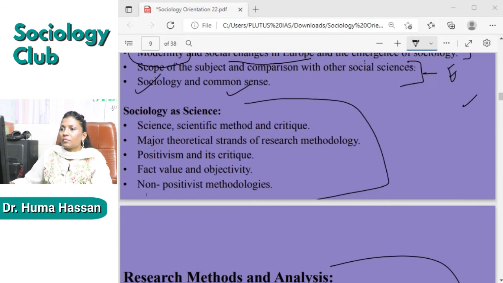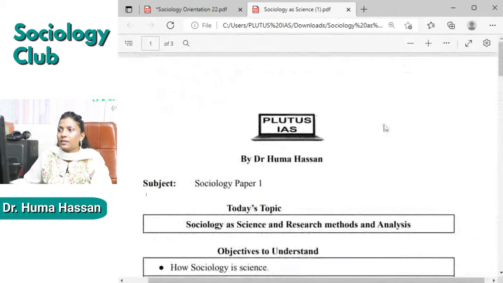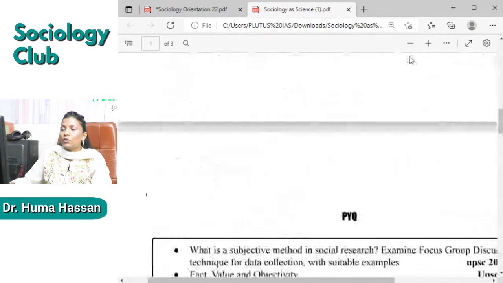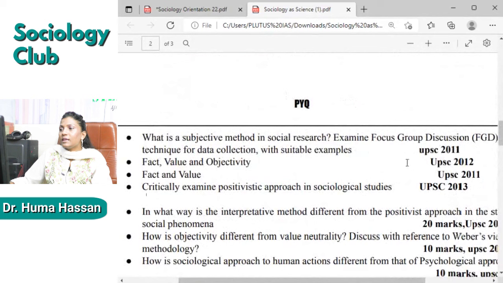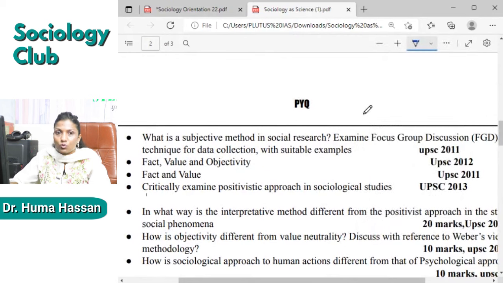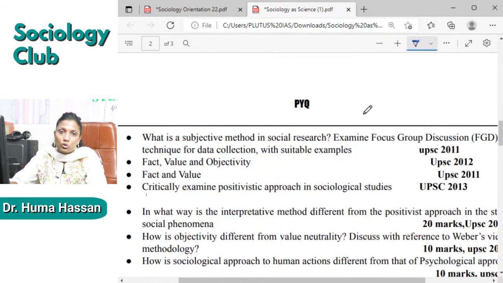Okay, guys, see, this is the topic I'm talking about: sociology as science and research methods and analysis. I'm going straight to the questions to show you the relevance of this topic. In 2011, the question came: what is a subjective method? What happens is that a few people prepare for UPSC, take sociology, study it multiple times for 3, 4 or 5 years, and then come into teaching. So they have only superficial knowledge of at least these two topics.